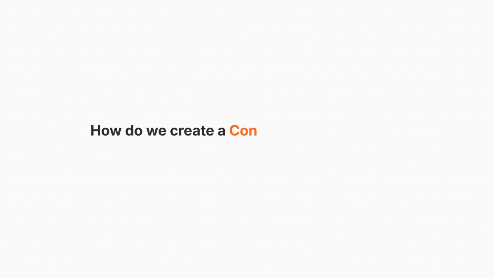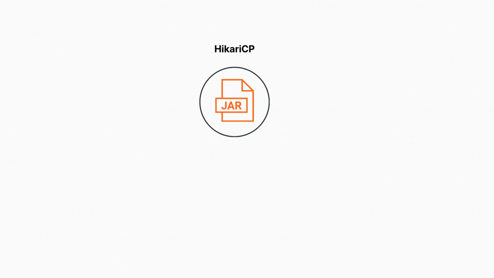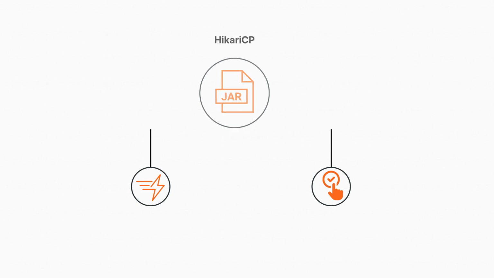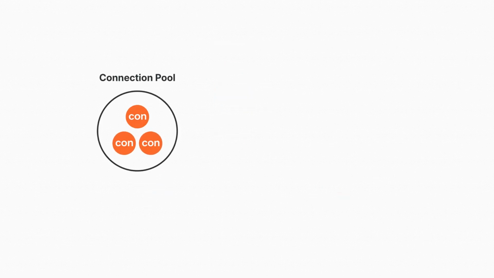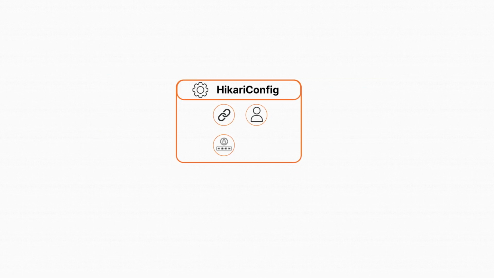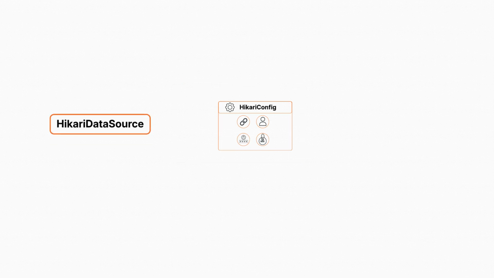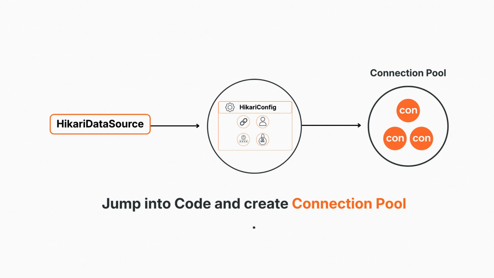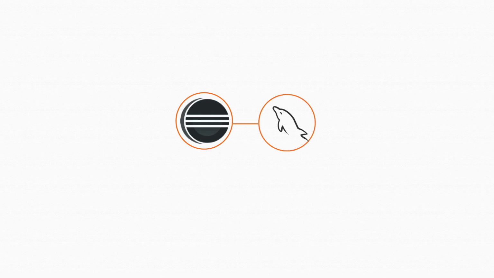So, how do we create a connection pool in Java? We can use a popular library called HikariCP, one of the fastest and most widely used JDBC connection pool implementations. To create a connection pool, we mainly use two classes, HikariConfig and HikariDataSource. HikariConfig stores the database and pool configuration, while HikariDataSource reads that configuration and creates the connection pool. Now let's jump into the code and see how to create a connection pool using HikariCP. For this demonstration, I'm gonna use Eclipse IDE and MySQL database.